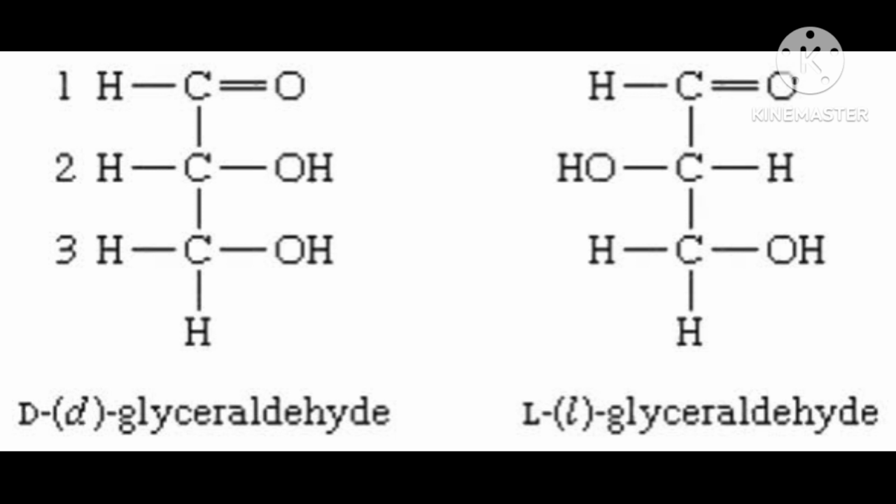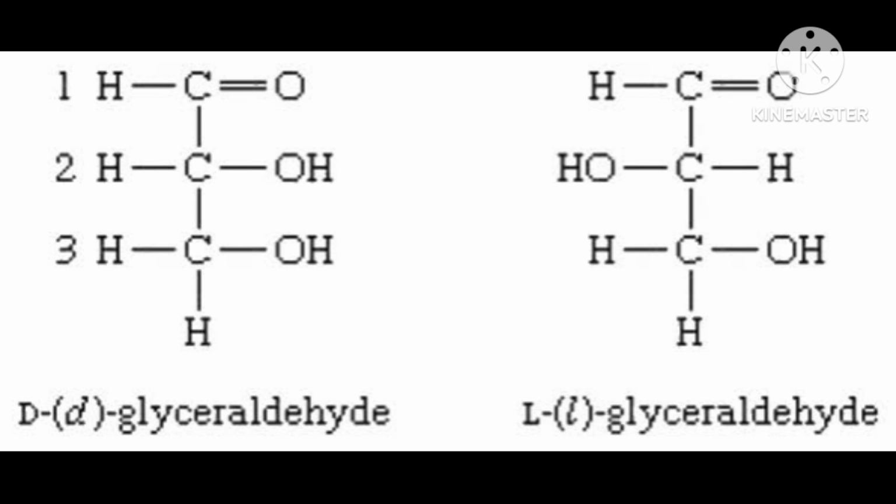Both are D-glucose, both are D plus. The only difference is that in alpha, the OH group on carbon 1 is on the right side, and in beta, the OH group on carbon 1 is on the left side. Then I have told you about the formation of a cyclic structure.